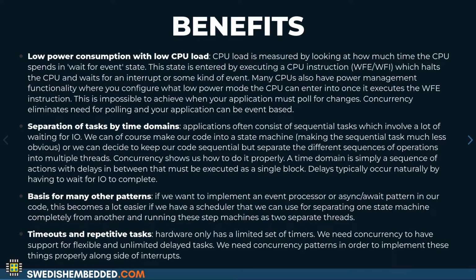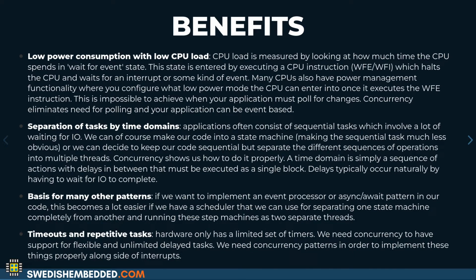Then we have a basis for other patterns. Concurrency provides us with the groundwork that we need in order to implement other more complex patterns, such as async await. A lot of languages, such as Rust, provide the async await mechanism, but this mechanism itself needs concurrency in order to function. For example, async await uses a work queue to which we can defer work, and a work queue is essentially running in a separate thread, but it executes all of these events in sequence, giving the impression that we have asynchronous code. But in reality, we need concurrency in order to implement those things.